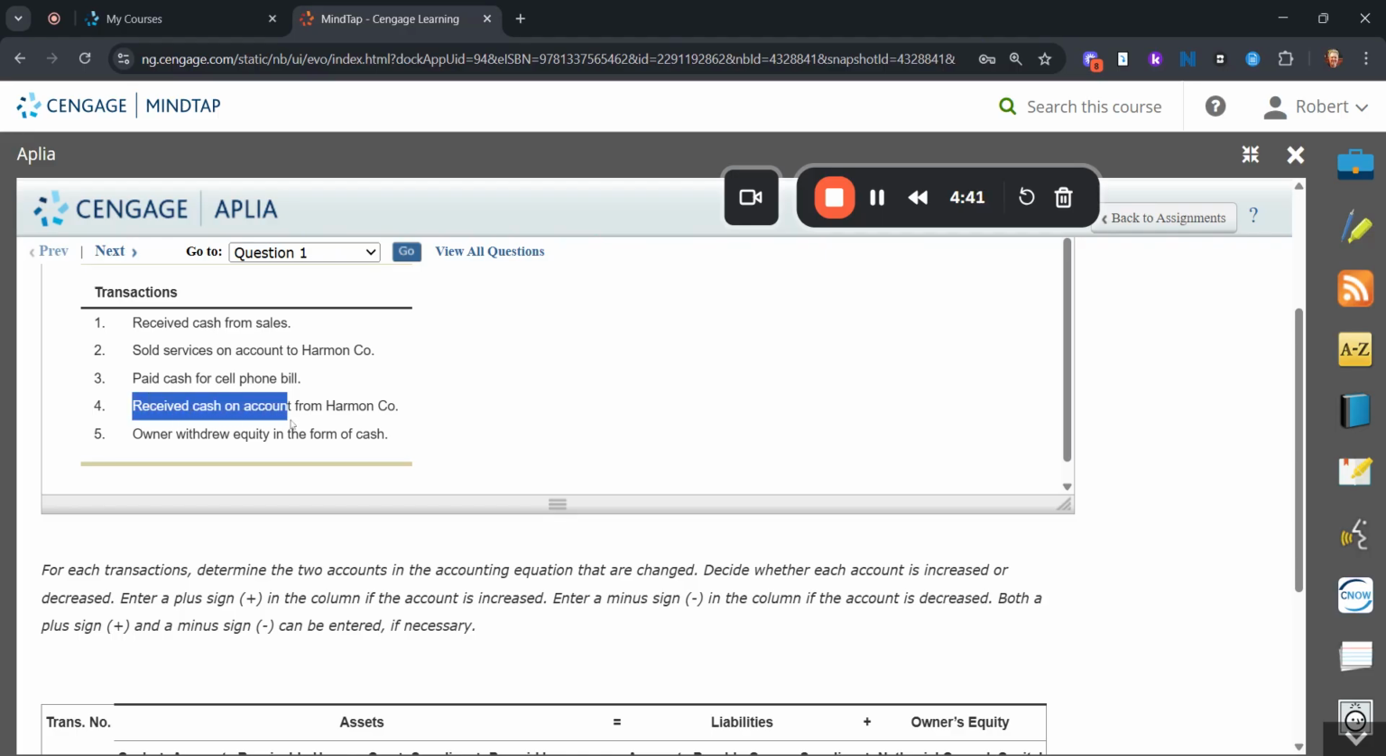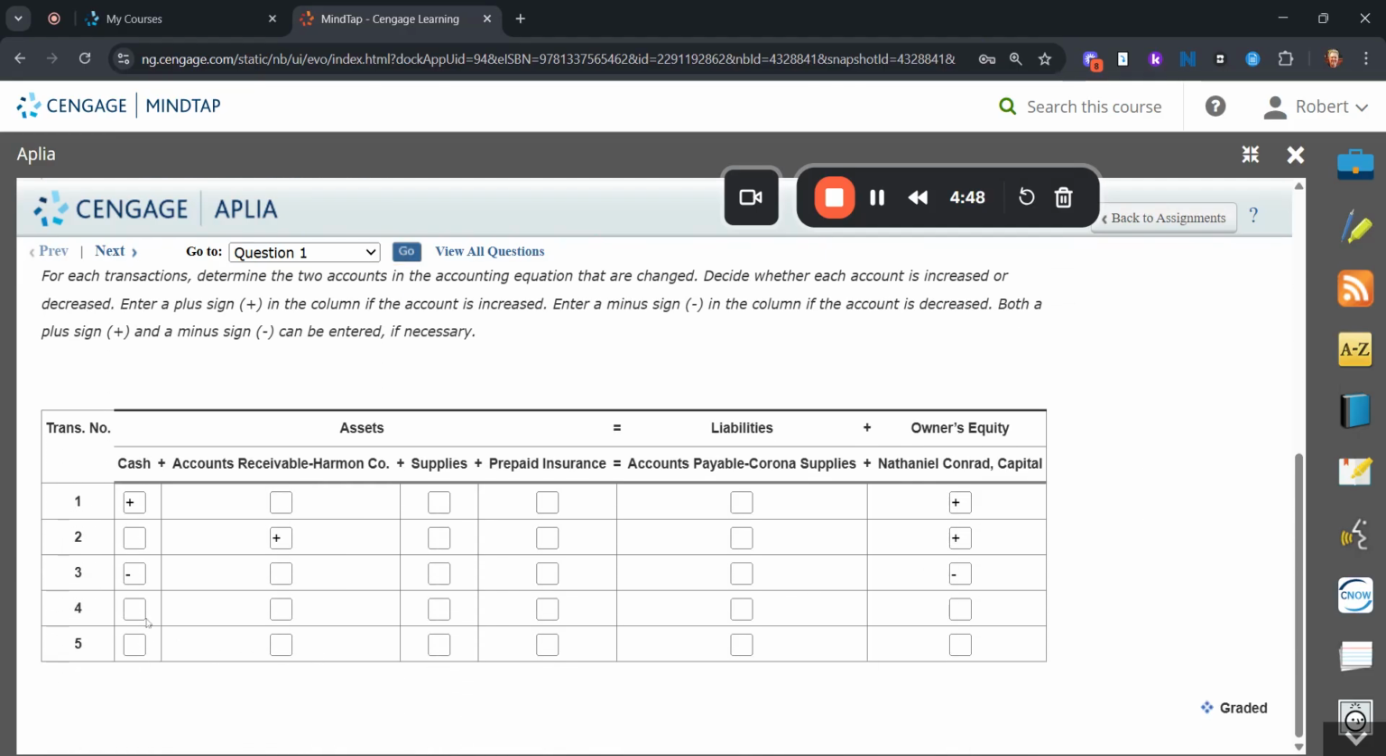So our fourth transaction, received cash on account from Harmon Company. So received cash, so a plus sign because the cash goes up. And then the amount that Harmon Company owed, since they've paid some money towards that account, is going to decrease. So we'll put a minus sign over there.